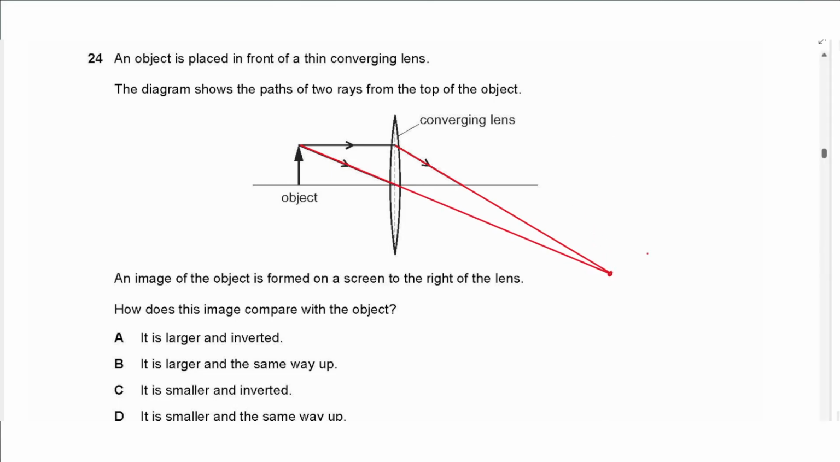So the image will be inverted since the top of the object creates the bottom of the image here, and the tail is still on the principal axis, and the size of the image is larger than the object. So it is larger than the object and inverted, not the same way up. So the answer is A.